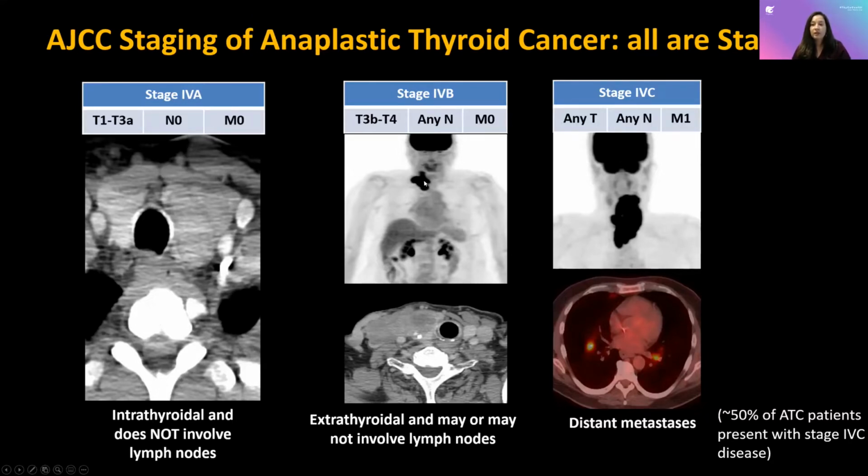Stage 4B is a tumor that has left the thyroid gland, so it's moved into adjacent organs, and sometimes has lymph nodes that are involved in the neck. And then stage 4C is that you not only have it in the neck, but also in another organ like the lungs.